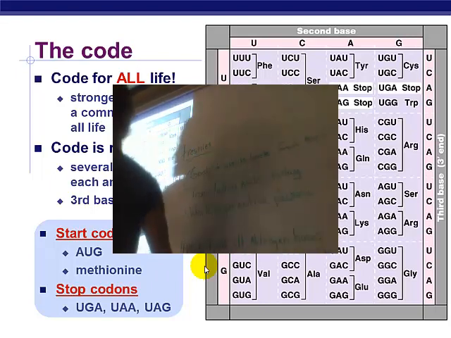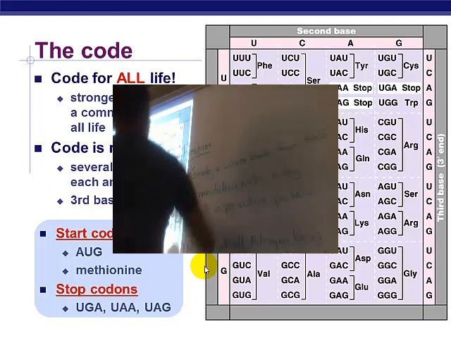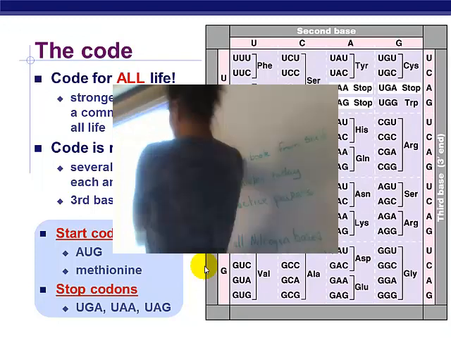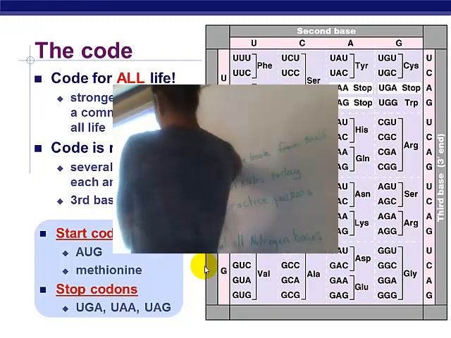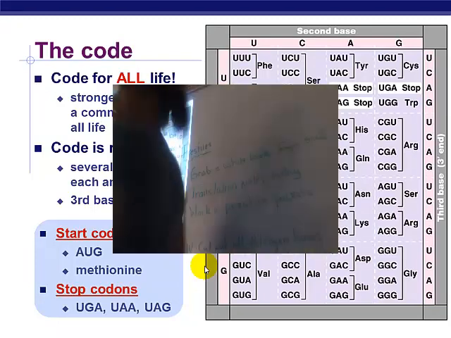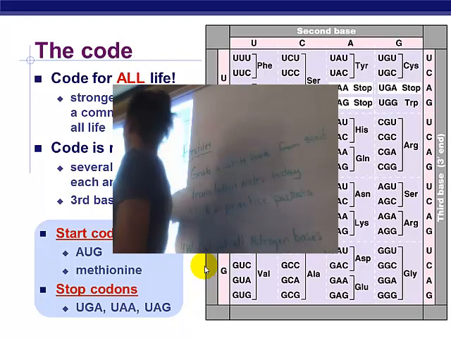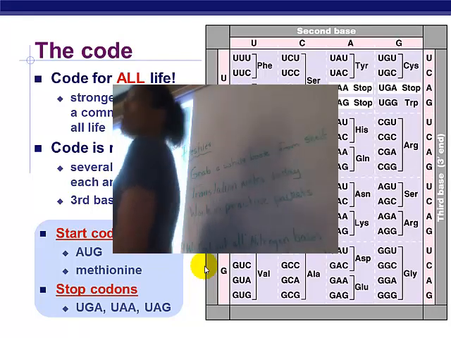What's my third base? A. So I would find A within my C box. Here it is. CUA. Where all 3 overlap. That's the amino acid I'm choosing.